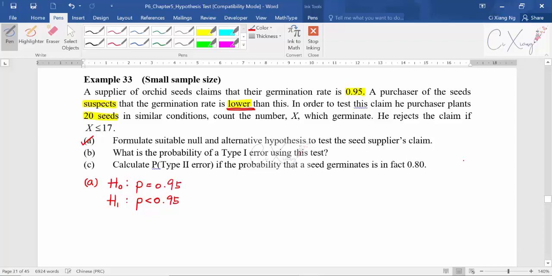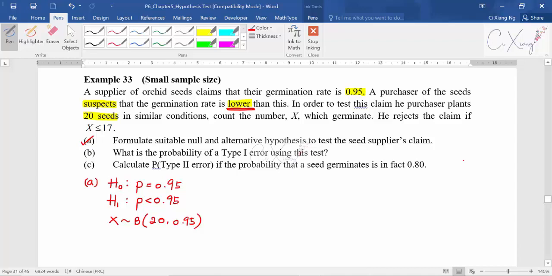Okay, you should know that since we are going to test the population proportion, the distribution that we are using should be binomial distribution, with n equals 20 and p equals 0.95. This is something that I write out extra so that I can refer to it later. But the answer for part 1 is the null and alternative hypothesis.